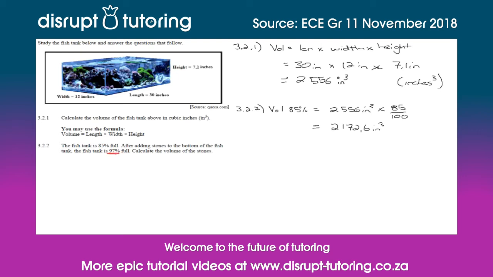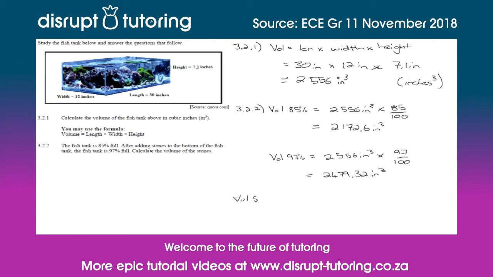Now we need to find out when it's 97% full. So the volume at 97% is a similar equation, so it's 2,556 inches cubed multiplied by 97 over 100, or 97%, and this becomes 2,479.32 inches cubed.